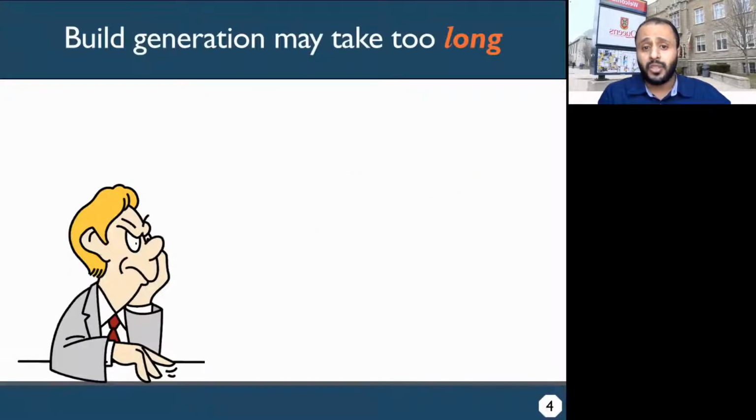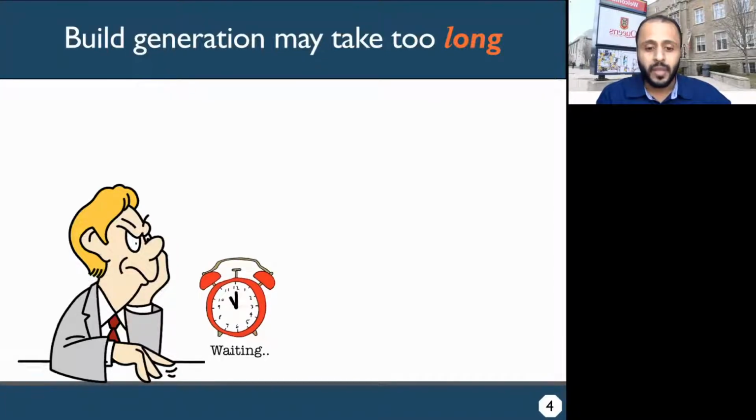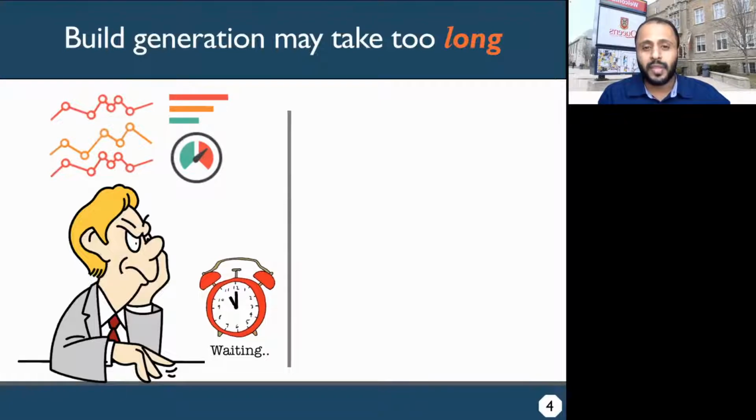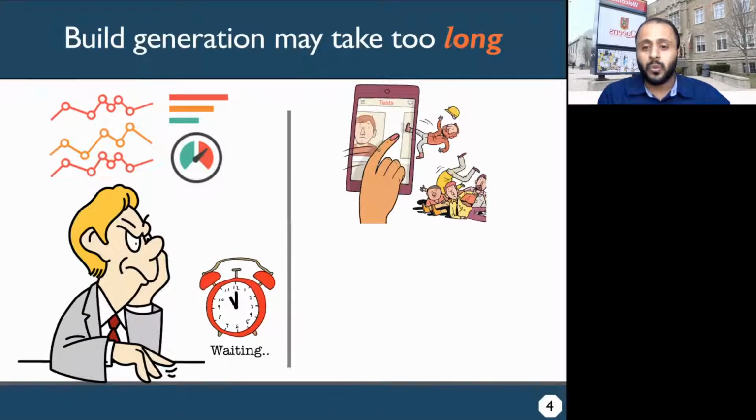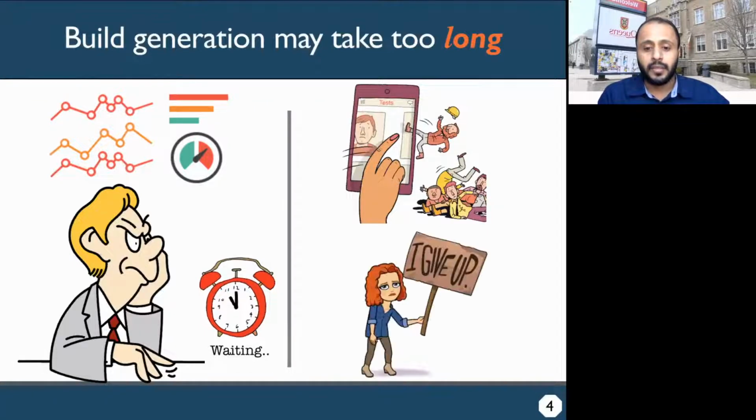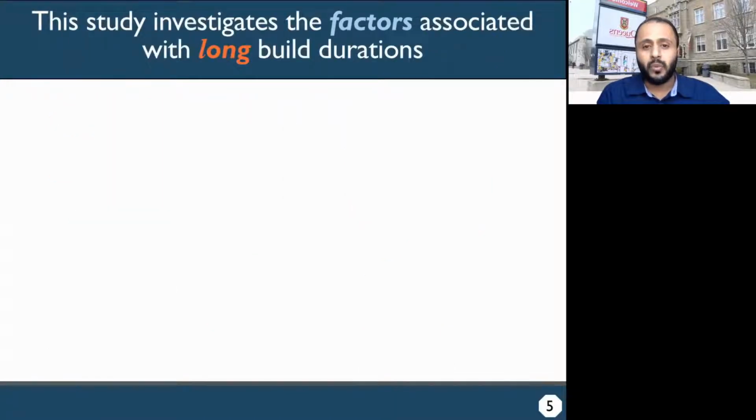However, build generation may take too long, which might impede developers from engaging in other development activities and consumes lots of resources and energy. Sometimes developers may need to exclude the tests from the project to speed up the builds, and sometimes they might give up using CI altogether. Therefore, in our study, we investigate why builds might take too long to generate.